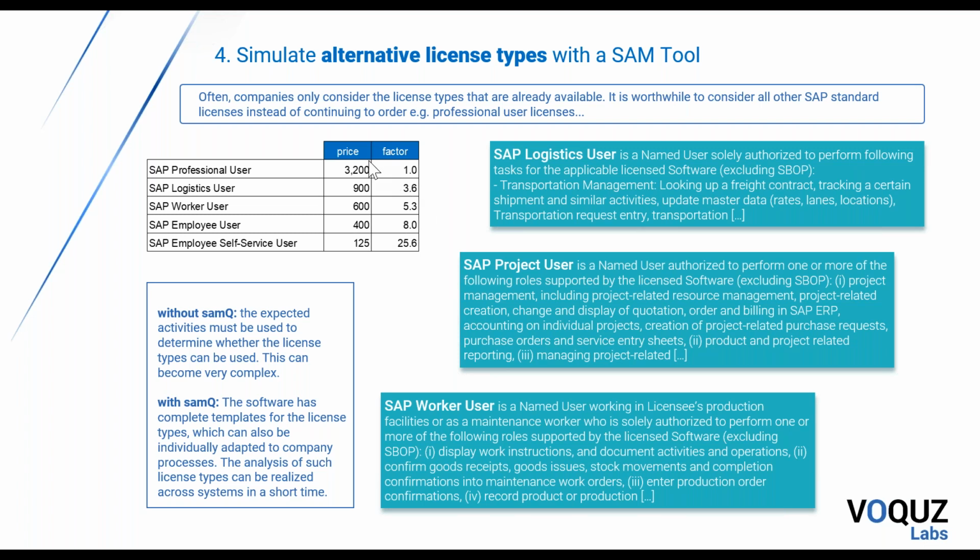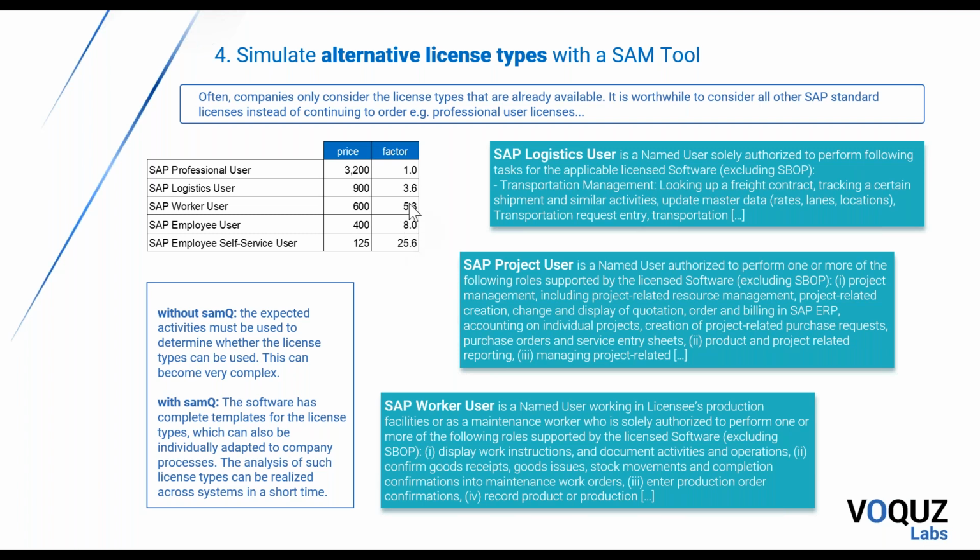concentrated at this table. Look at the prices. Professional user 3,200 euros. Employee self-service user 125 euros. These are list prices. So what does that mean? For the price of a professional user, you can have almost 26 employee self-service users. So if you're assigning those 25 people a professional user, you're multiplying the cost of your SAP configuration by 25, 26. And this is exactly what this is all about.